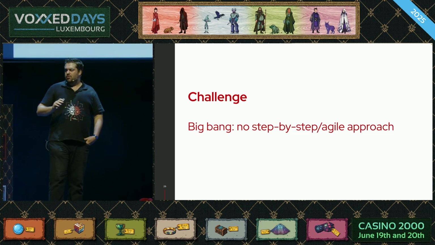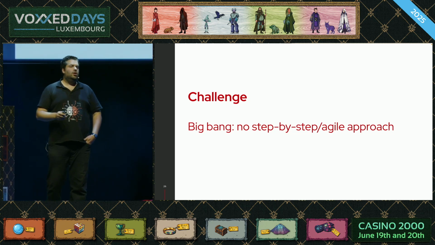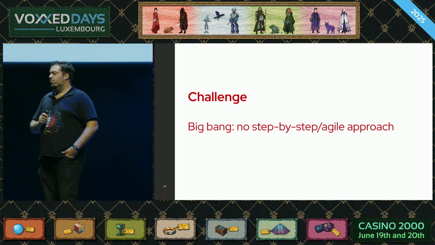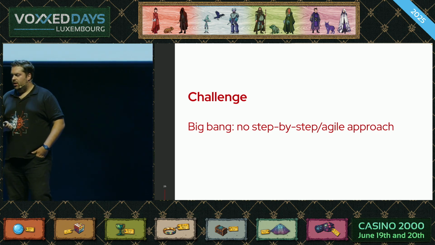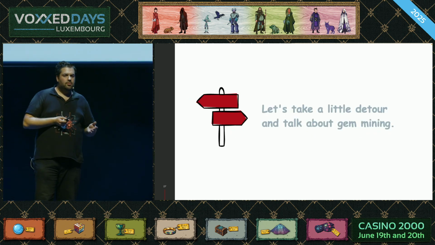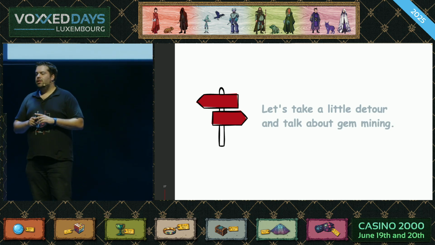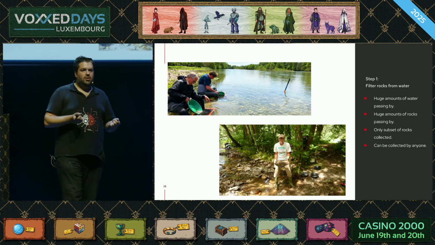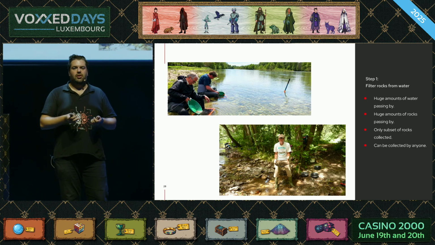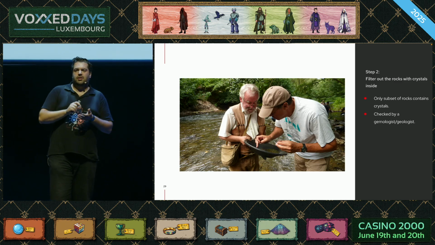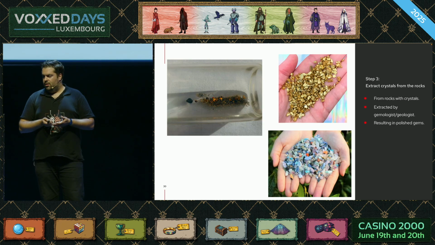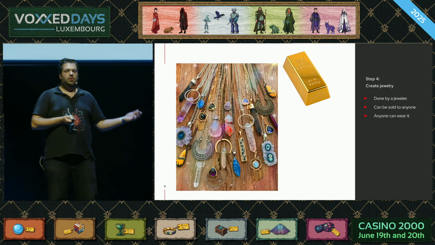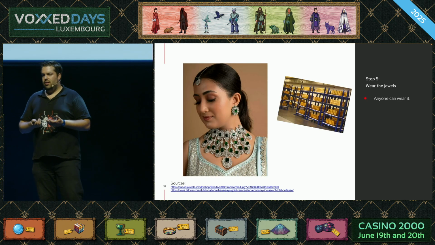Okay, next to the tools, management often expects us to build the entire AI embedded component in one go, in one big bang. But this is not how it should go. And for this, let's maybe take a little detour and go to gem mining. How does that work? Well, you sit next to a river, you take some water in a basket, you filter out the rocks, and then you filter out the rocks that have, for example, some gold inside. You extract the gold, and then you make it into a product, which you then productize and sell.